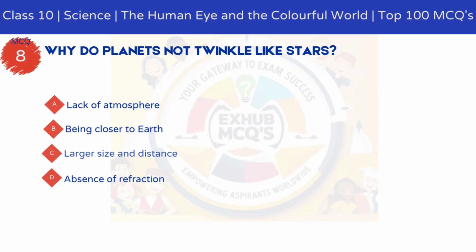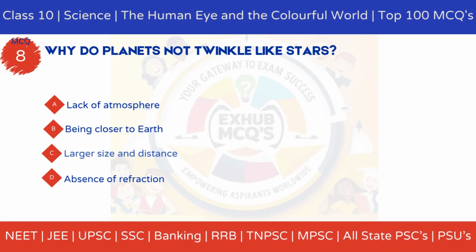MCQ 8. Why do planets not twinkle like stars? Option A, lack of atmosphere. Option B, being closer to Earth. Option C, larger size and distance. Option D, absence of refraction.